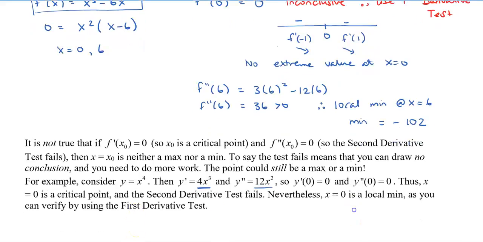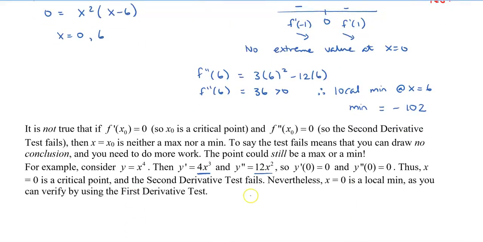And if you know anything about y equals x to the power of 4, this graph looks something like this. And we know that there has to be a minimum at 0 right at the origin here. And this concludes the second derivative test.